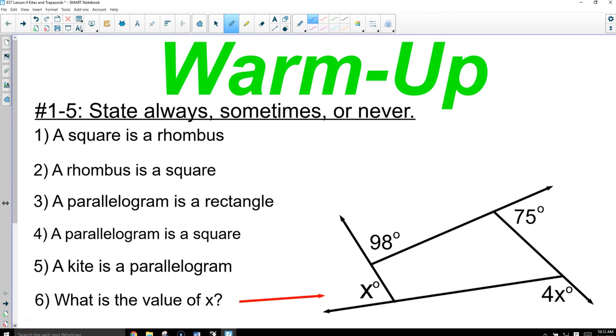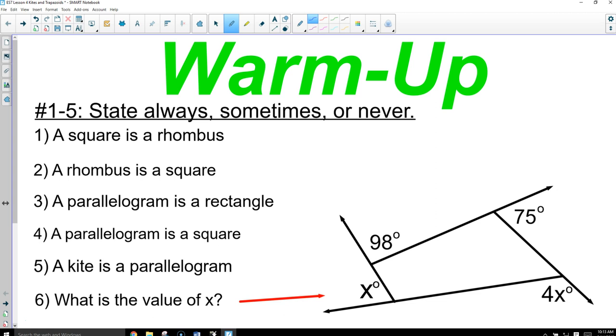We are going to talk about kites, trapezoids, and isosceles trapezoids today. Remember last class we talked about rhombi, squares, and rectangles. This is the last lesson of Essential Standard 7. So today we're going to do a little bit of what we did at the end of class last time. So we're going to fill in these with always, sometimes, or never.